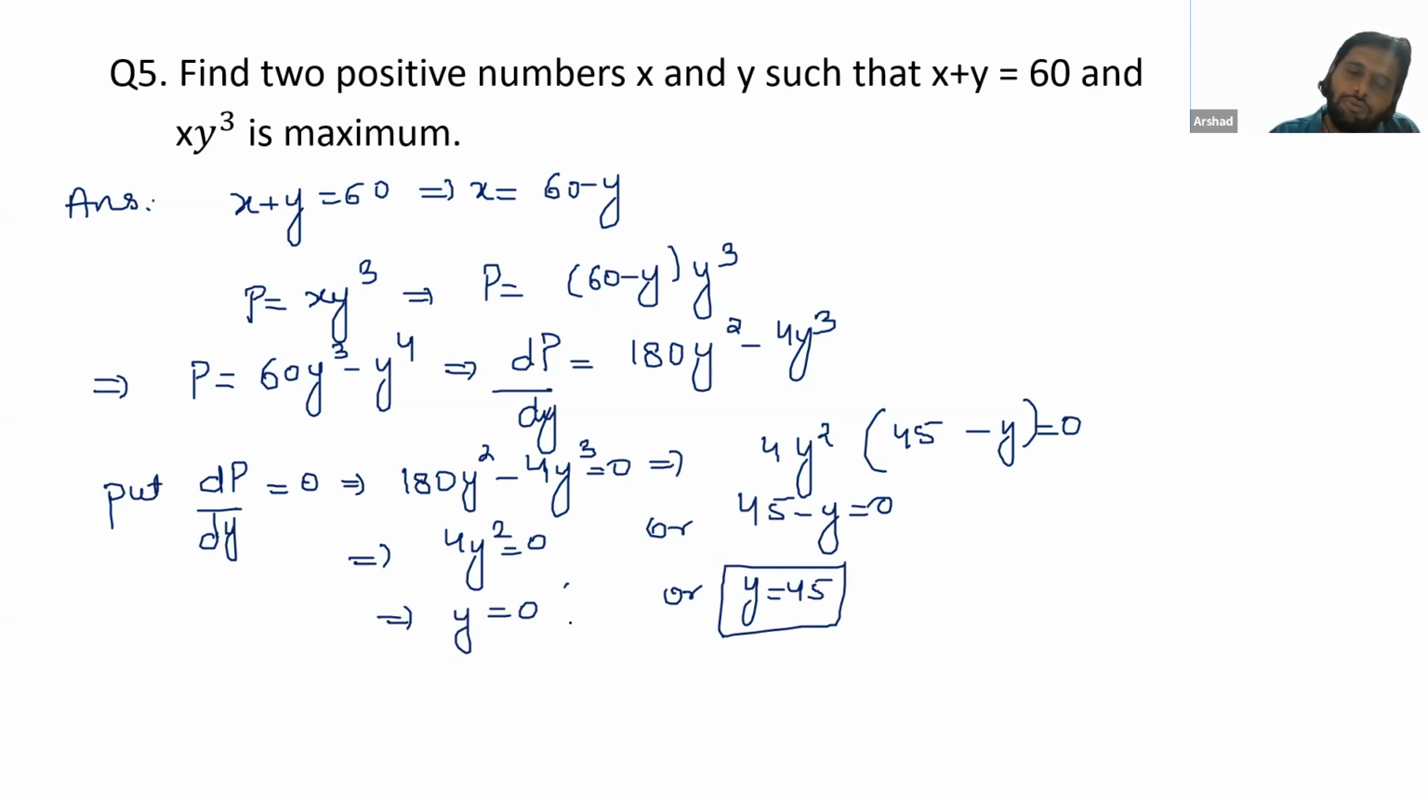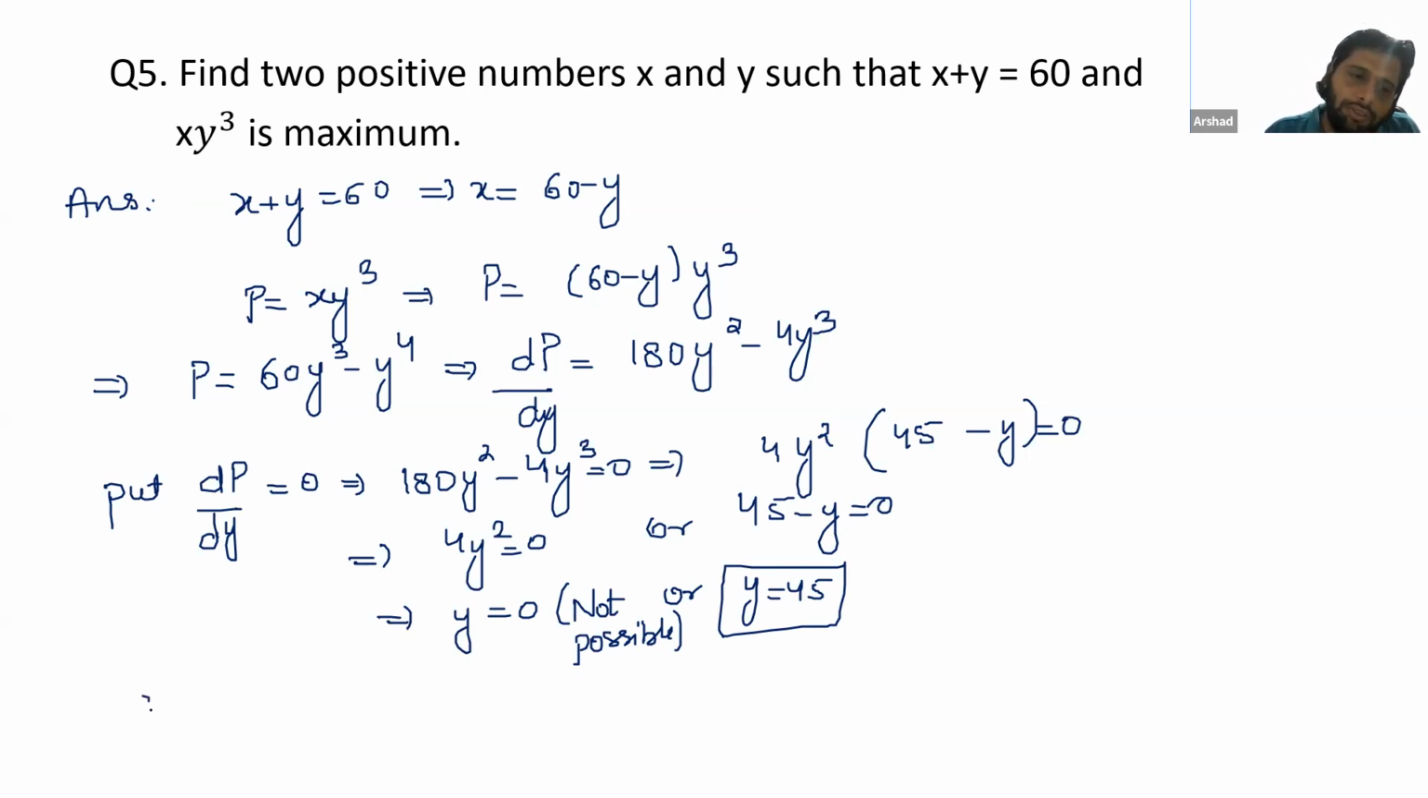Okay, y is equal to 0, we will say not possible. Why? Because if we take y is equal to 0, then the product will become 0. So that's why we will not take this value. We will take y is equal to 45.